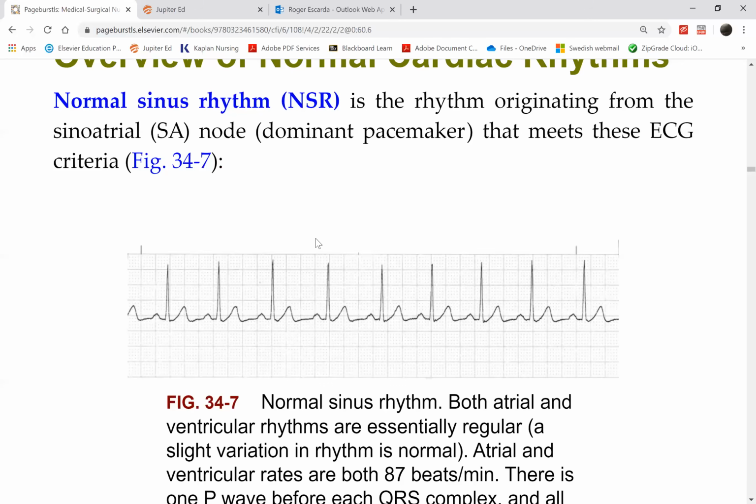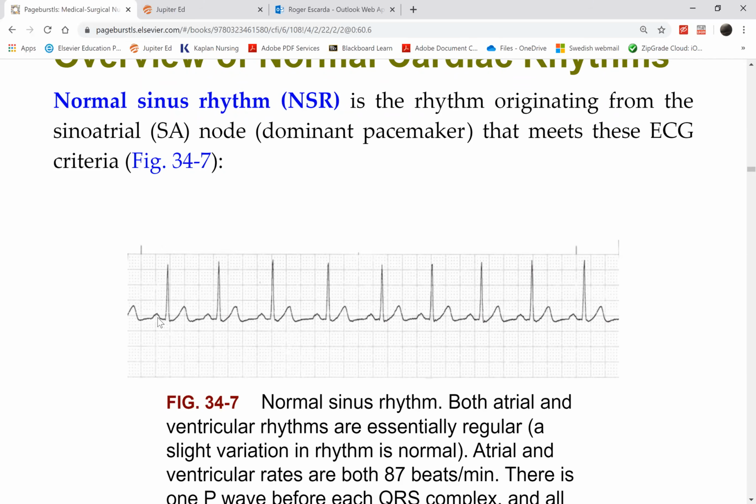I say estimated because this is only a 6 second strip. For it to be accurate, I need to be counting a whole minute. But estimates are fine, as long as the difference is less than 10, that is acceptable. Okay, so let's try that first method. Let's count how many PQRSTs are between this 3 second marker and this 3 second marker right here.